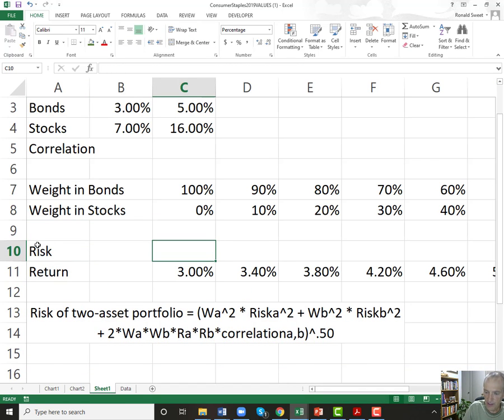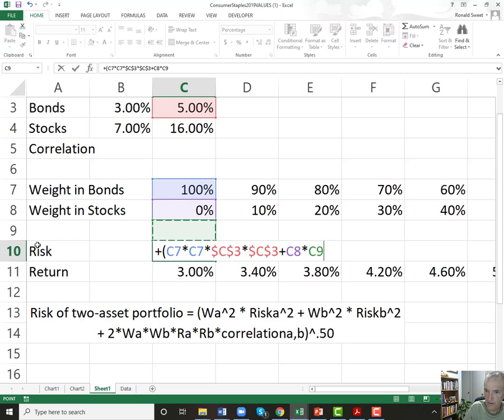So I'm going to put that right here, pretty easy. So we take the weight of A squared times the expected, sorry, I didn't do that right. The weight of A squared, I don't need to lock that in, weight of A squared times the risk of A squared, that you do need to lock in, plus the weight of B squared times the risk of B.